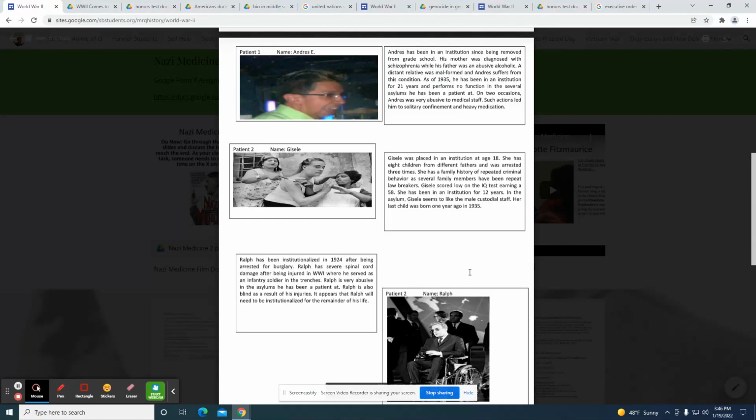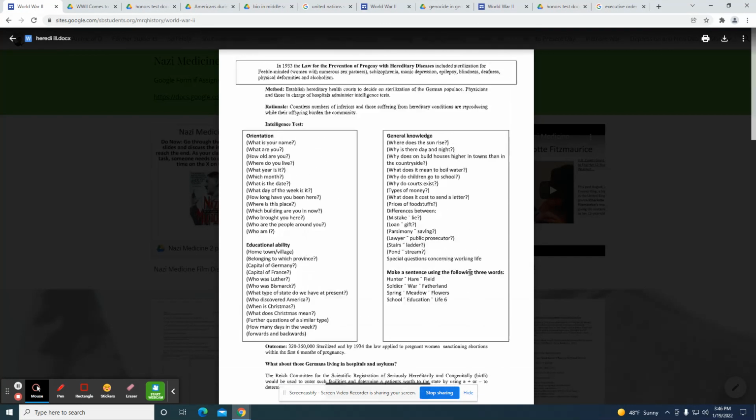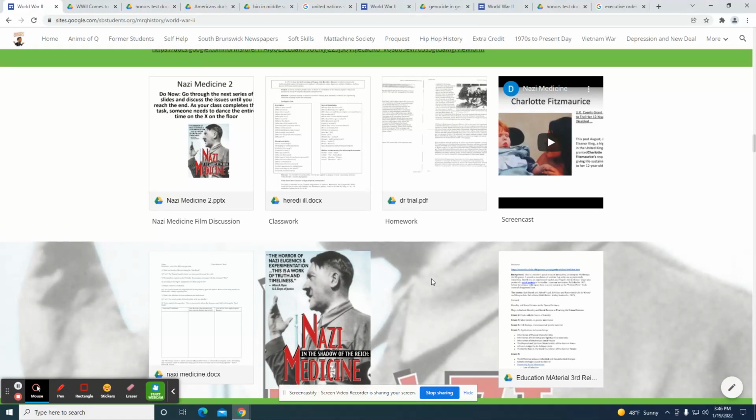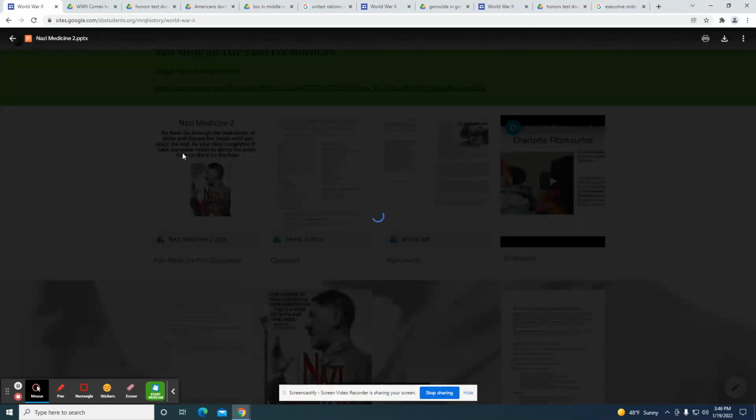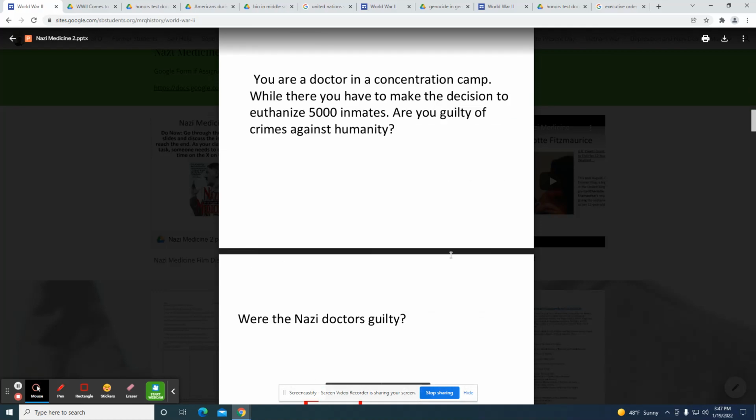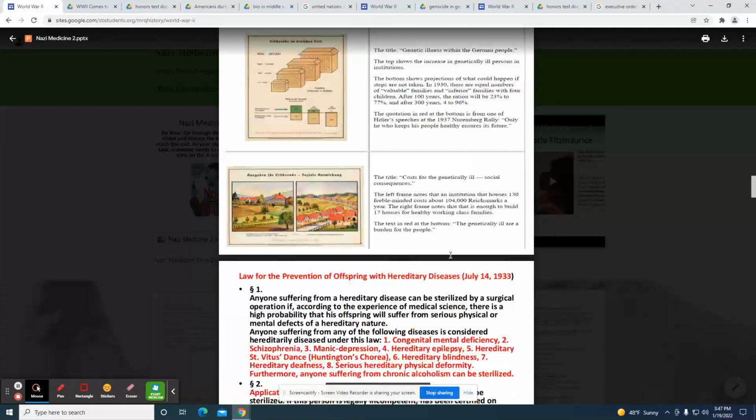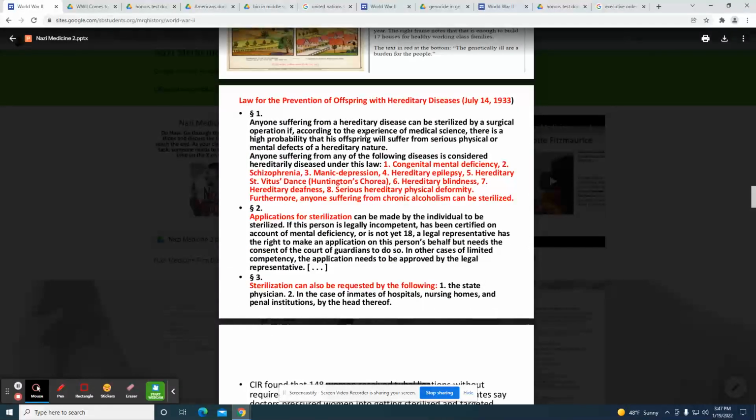So where do the Nazi laws come into play? That's a good question. It's got to be this one here, Nazi medicine. Somewhere in here there's a law. There you go, right here: the law for the prevention of offspring with hereditary disease. You don't have to remember that. That's just the law that's going to be used. Again, we did that in class, so it's more about the application.